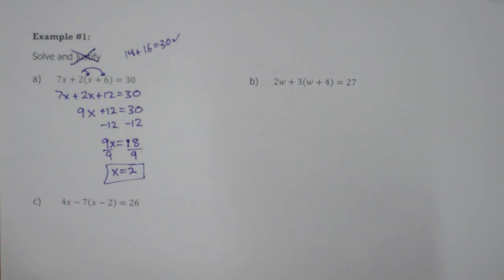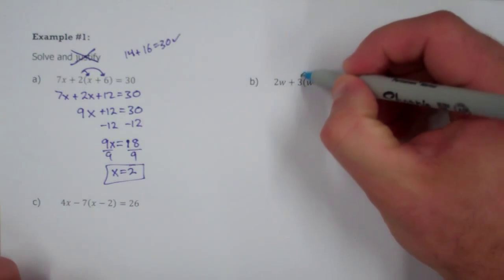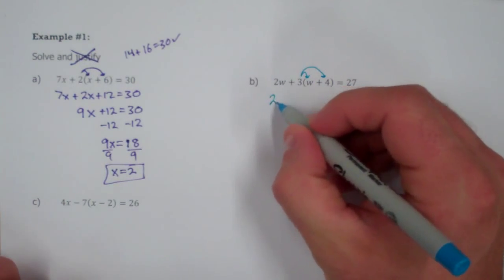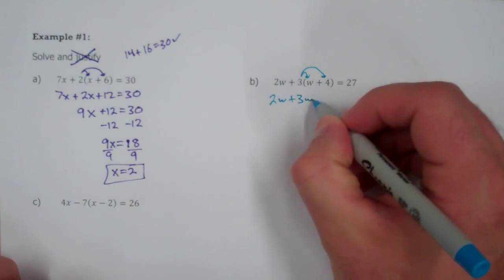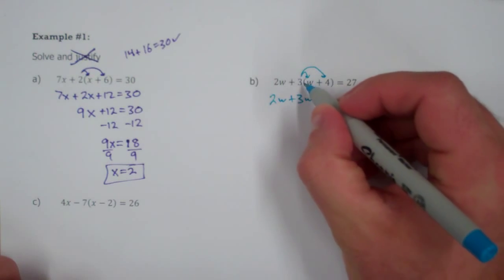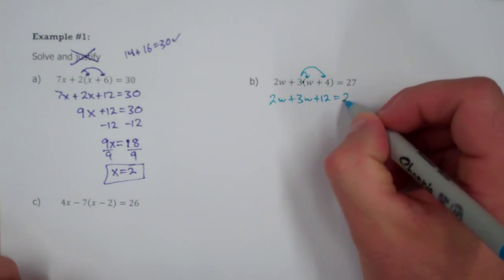In the next problem, we've got a similar situation. We want to distribute this 3 first. So we'll have 3w plus 12. Remember, there's multiplication that's indicated here.